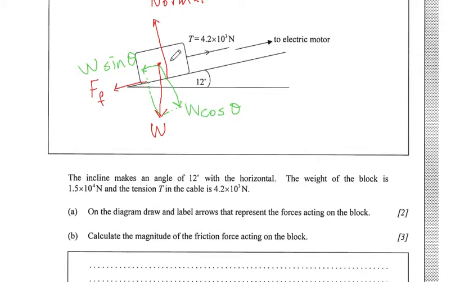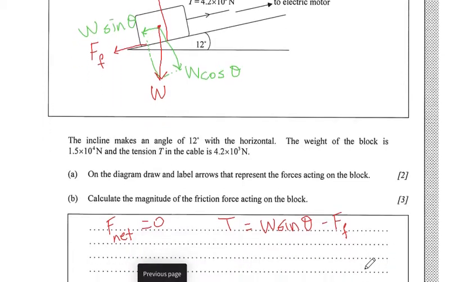Along the plane, we have tension pulling it up, and we have friction and weight sine theta pulling back, which means to have F net equal to 0, I must have opposites equal. So tension must be equal to the sum of weight sine theta and force of friction.